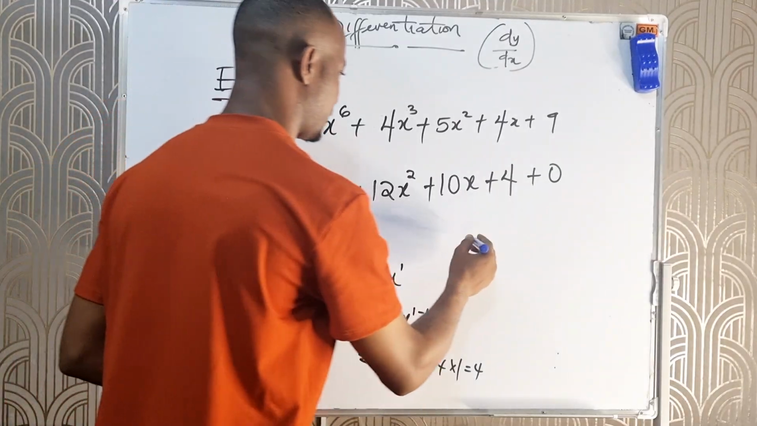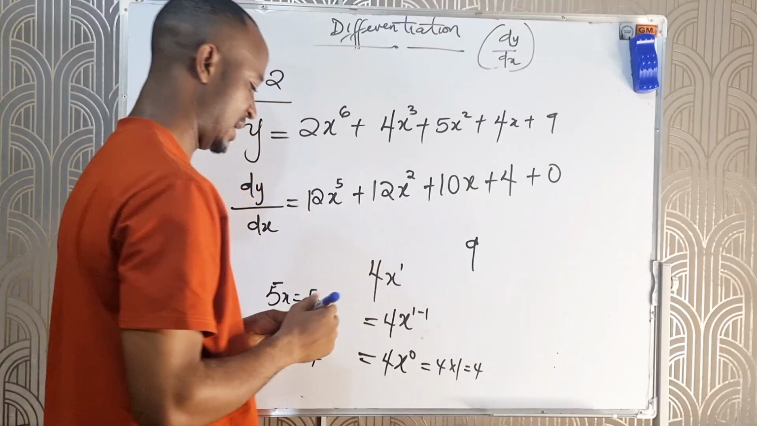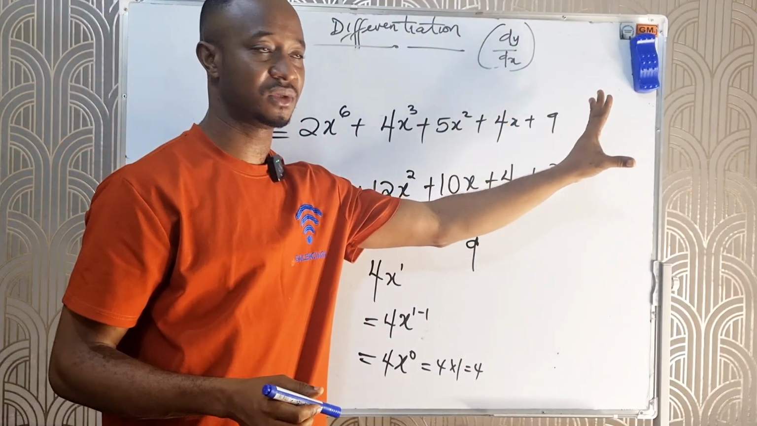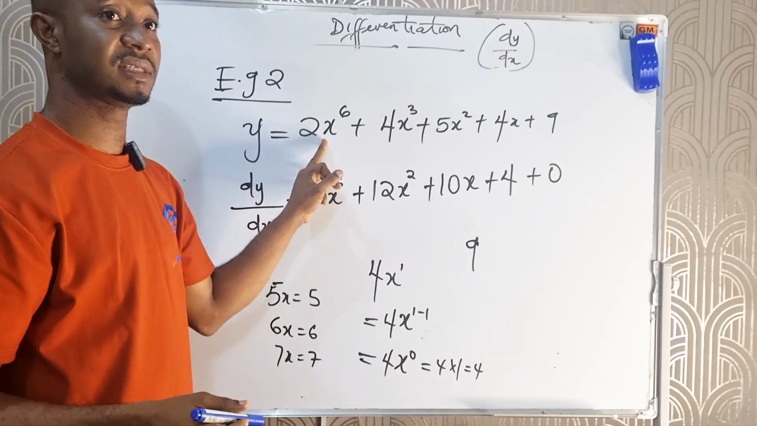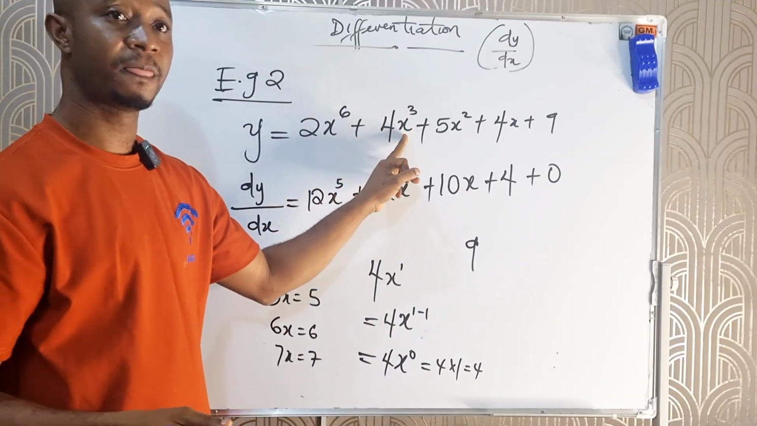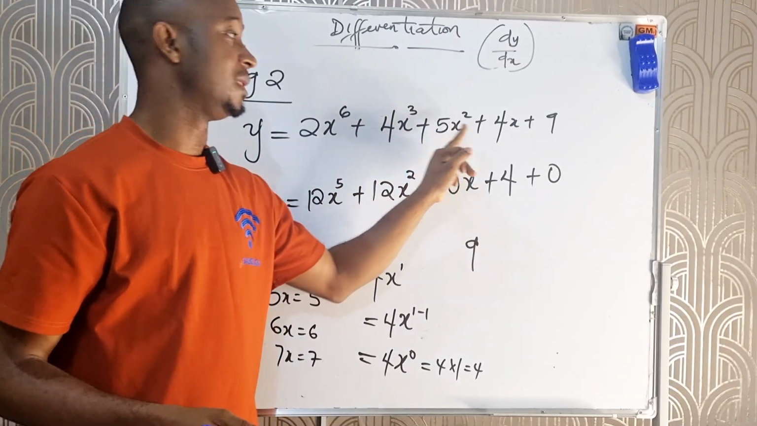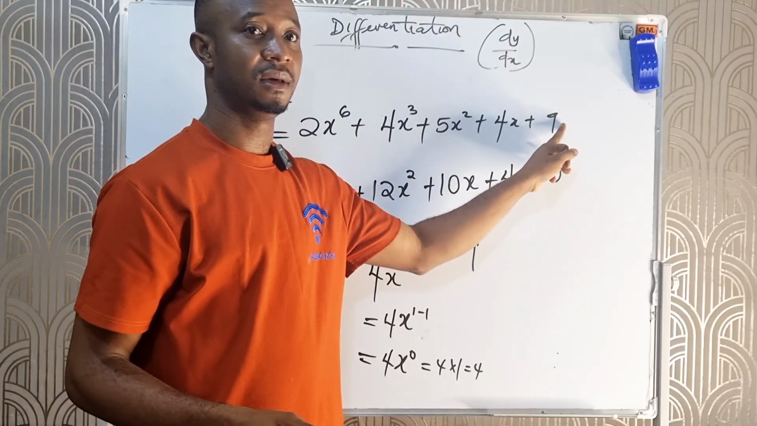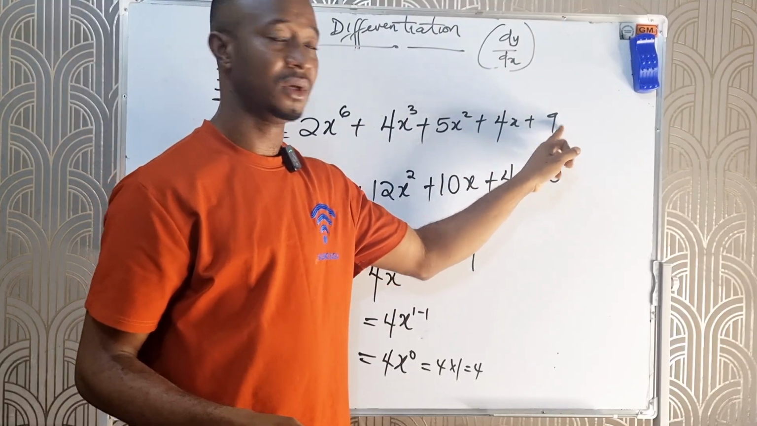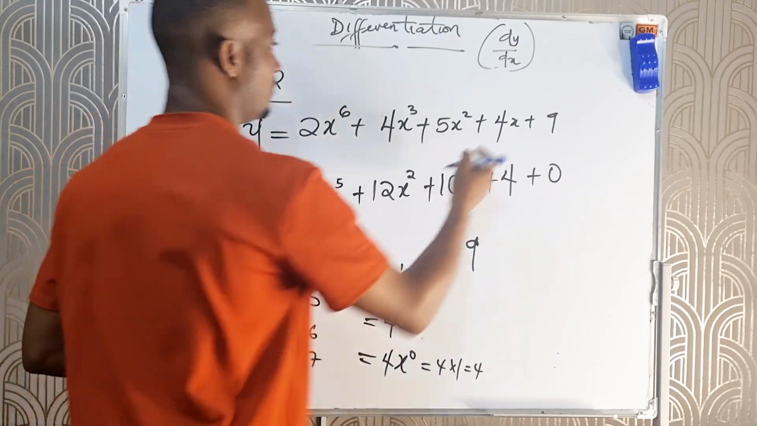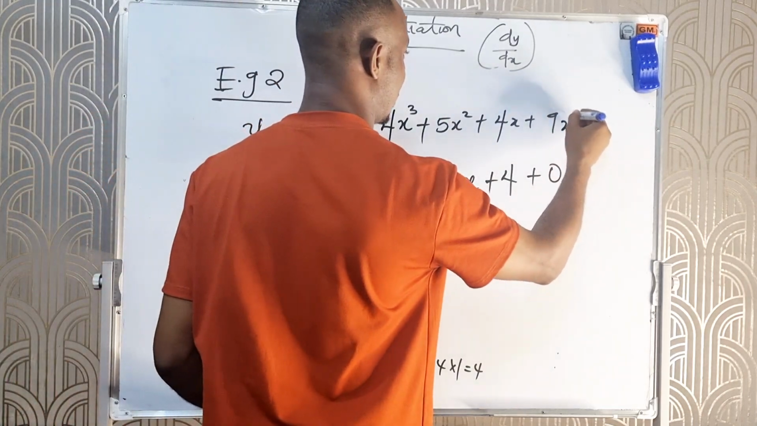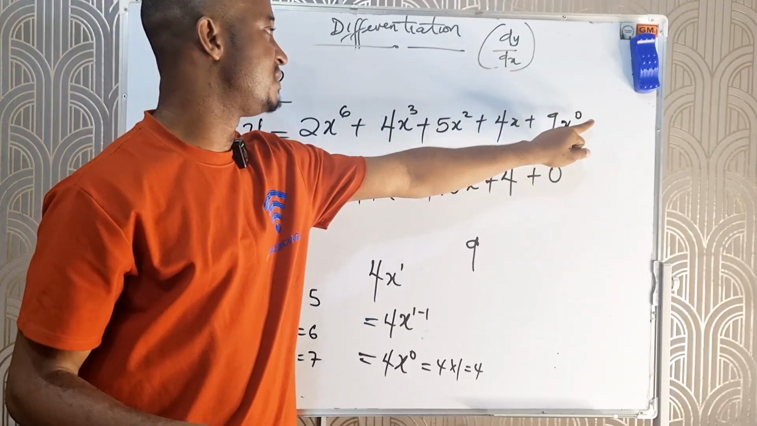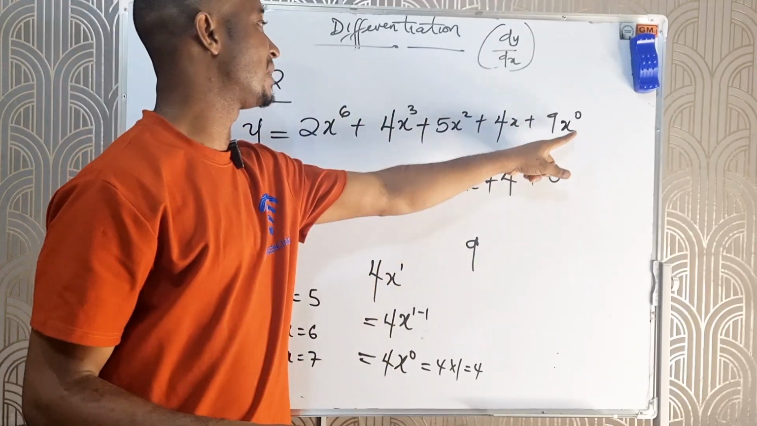The reason is because if I'm saying that y is a function of x variables, the power of x here is 6. The power of x here is 3. The power of x here is 2. The power of x here is 1. There's a power of x here. The power is 0. So this is more like saying plus 9x to the power of 0, because x to the power of 0 is 1. So 1 times 9 is what?